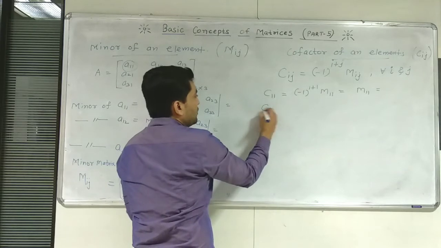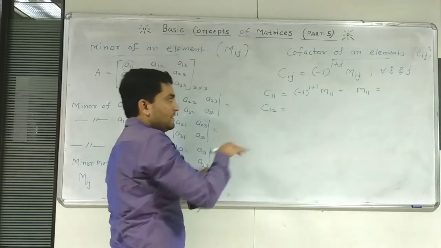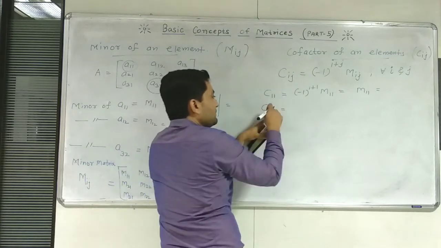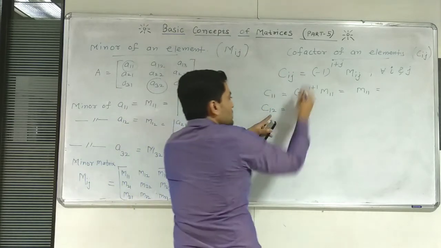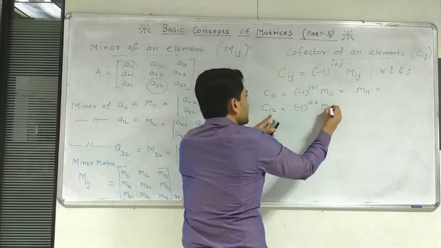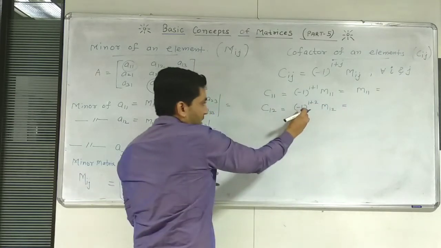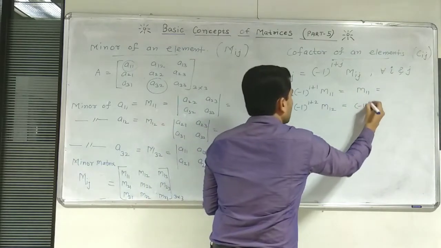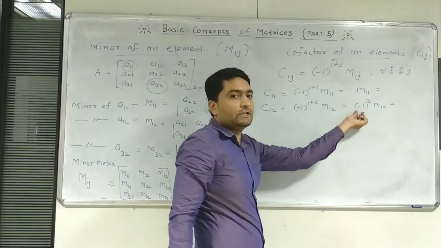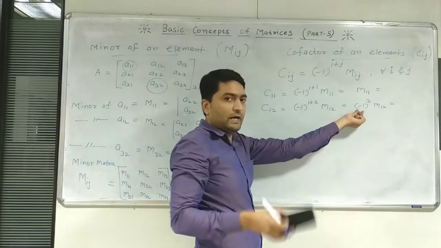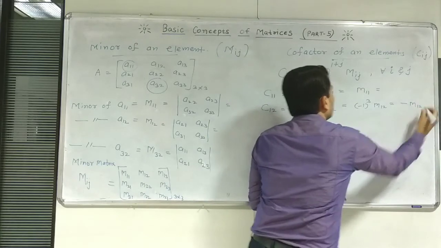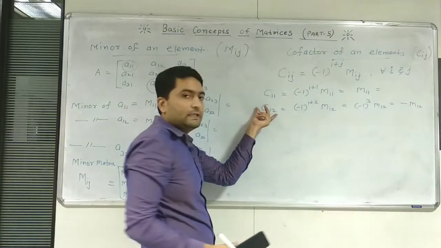Similarly, you have to find out C12. For the first row and second column element, if you want to find its cofactor, here i is 1 and j is 2. So in the formula, substitute the value 1 plus 2 and it is M12. Minus 1 raised to 1 plus 2 is minus 1 raised to 3 and it is M12. So what is the value of minus 1 raised to 3? It is minus 1 into minus 1 into minus 1. So we get minus M12. That is the value of C12.